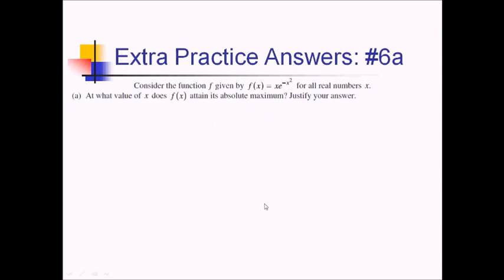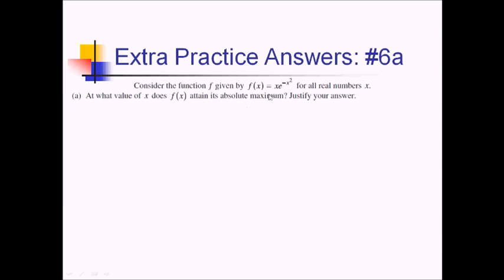On this problem, I've got the function f of x equals x times e to the negative x squared for all real numbers x. And for the first part here, we want to know at what value of x we are getting an absolute max with justification. This is kind of a nasty problem because they're asking for an absolute max, but they're not giving you a closed interval. So you can't use the candidates test on this one. Really, the only thing left then is looking at the critical values and hoping there's only one of them.